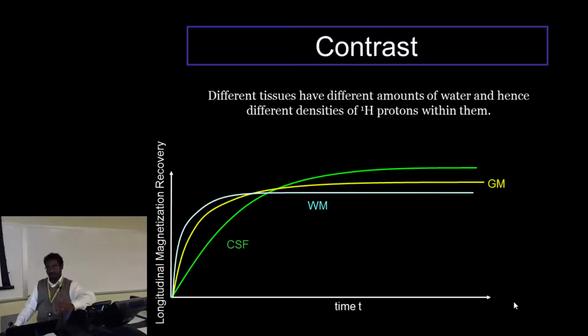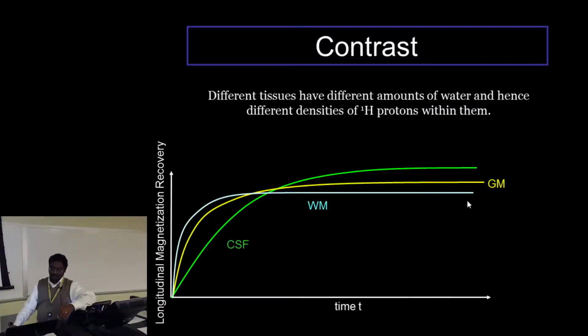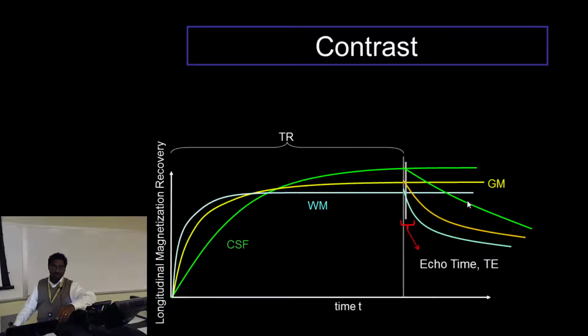So at t equal to infinity, where it's completely recovered, it's this part that I'm talking about, which is basically your spin density weighting, your M0. If you want your image weighted by M0, then you can sample at this point along its recovery curve and get your signal. But once you tip it, this is your T2 decay, right? So you don't want your signal to be weighted by this, so you want your echo time to be very short. As soon as you tip it, you want to sample your K space as quickly as possible.